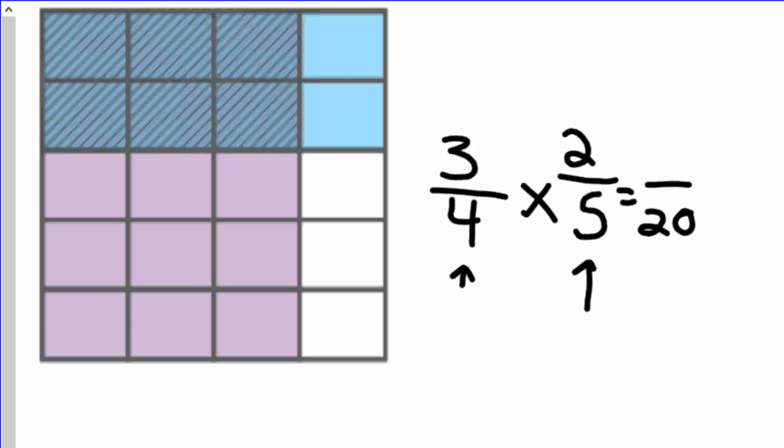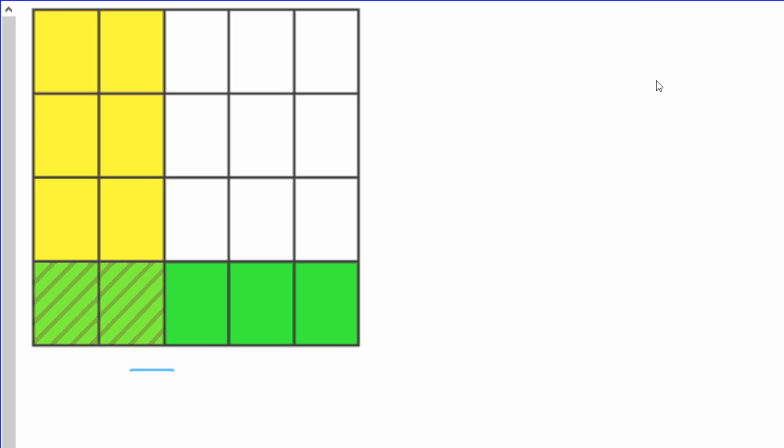A little bit of a mistake there. Sorry about that. So 6 out of 20 is your solution, not 9 out of 20. And the reason we know that is because 1, 2, 3, 4, 5, 6 blocks are shaded twice. I kind of caught myself in a mistake there. So the solution to this multiplication model is 6/20. 3/4 times 2/5. I'll try one more here.